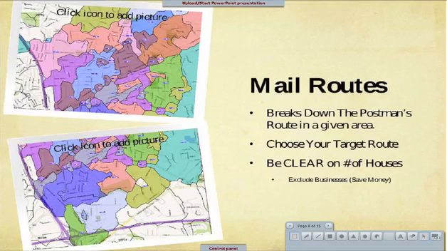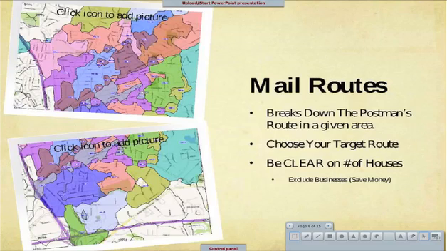So, mail routes. As you can see here, these maps on the left are actually mail routes. Every single color-coded space here is a mailman's route in the Lanham Seabrook area. Some of them are broken up in really interesting ways, but that is how the post office actually breaks down the mail, so that a particular postman will always get your mail to you.